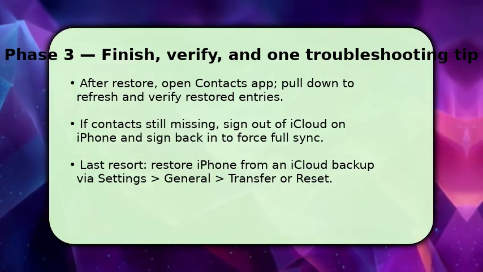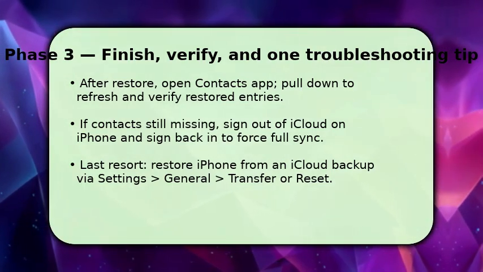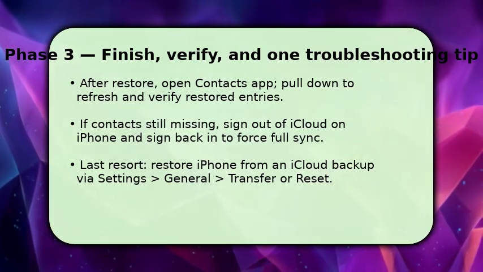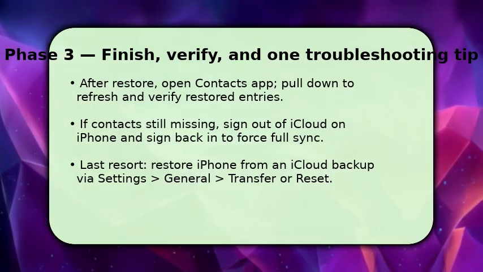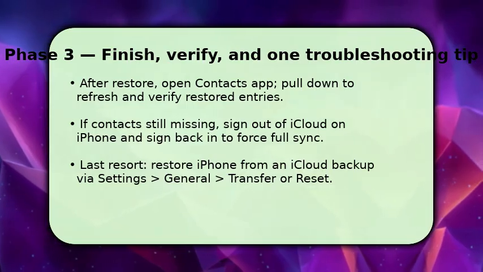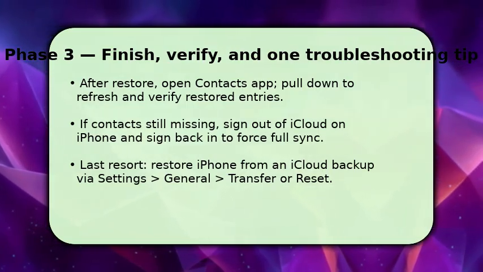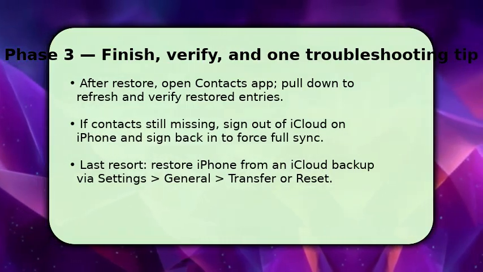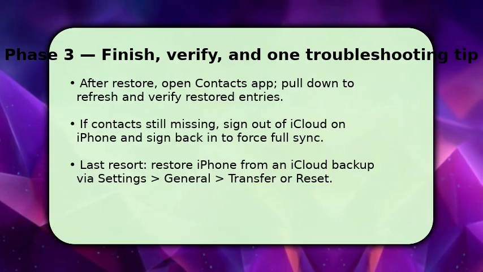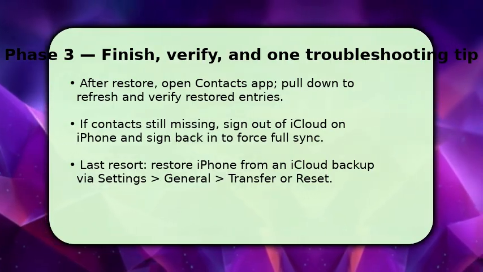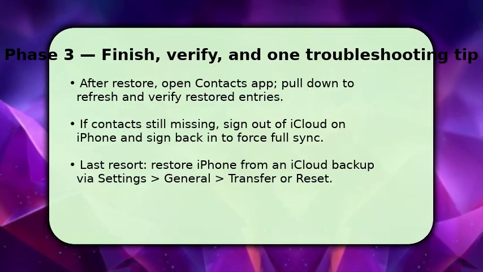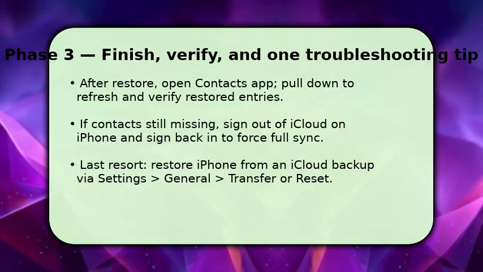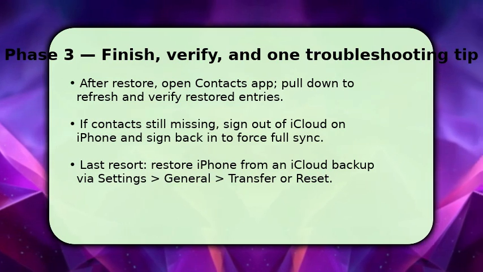If some items remain missing, sign out of iCloud on the iPhone and sign back in to force a full re-download. This often clears stubborn sync issues. As a last resort, restore the whole device from an iCloud backup via Settings, General, Transfer or Reset, but note this replaces current device data. If things still go wrong, check Apple System Status or contact support for account-specific problems.